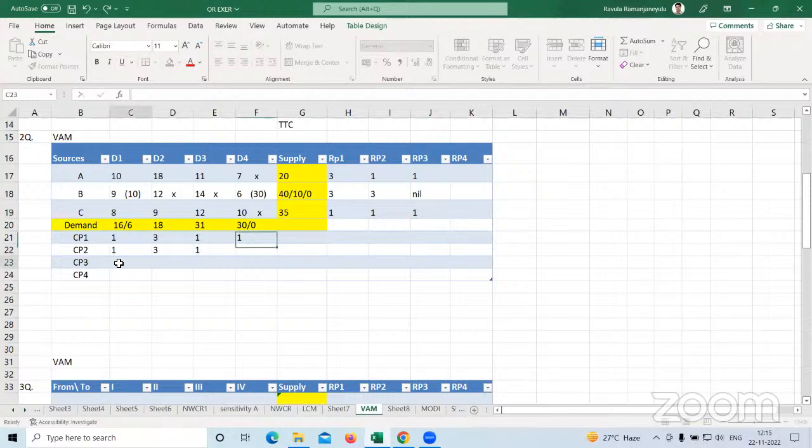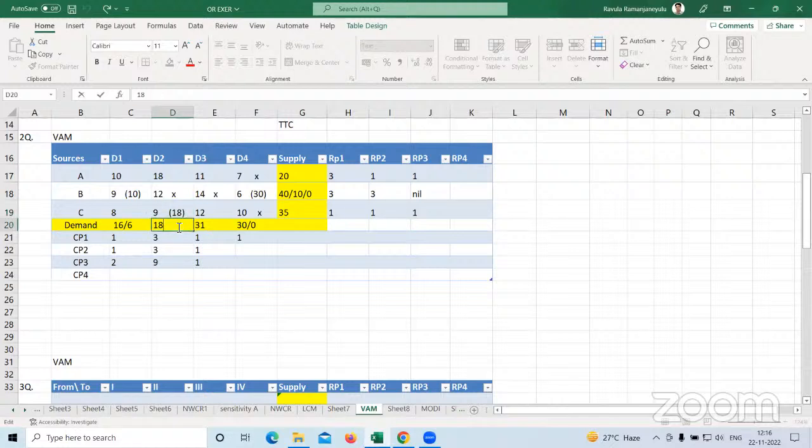Column-wise, here the difference is 2, here the difference is 9, and here the difference is 1. So among all these, 9 is the highest penalty. To allocate it, the least value is 9. To this, we need to allocate 9 into 18 units. So 9 into 18 we need to consider.